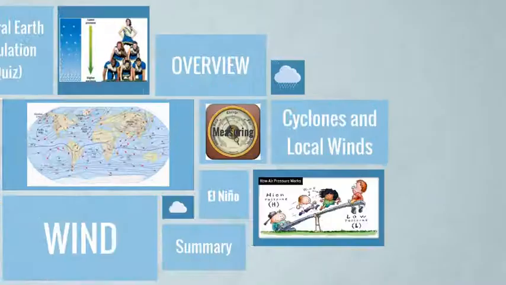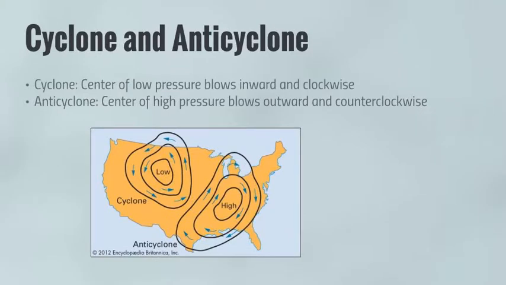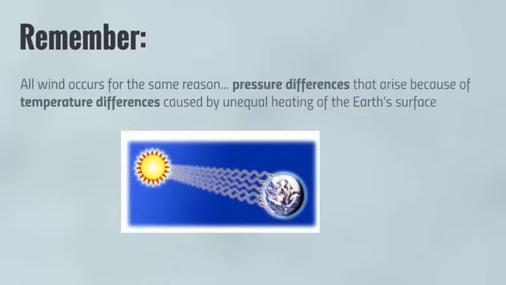Okay, let's talk about some cyclones. So cyclones are probably just what you think about. It's a center of low pressure that blows inward and clockwise. On the other hand, we have anticyclones, and those are centers of high pressure that blow outwards and counterclockwise. Remember that all this wind is, for the same reason, pressure differences that arise because of temperature differences.